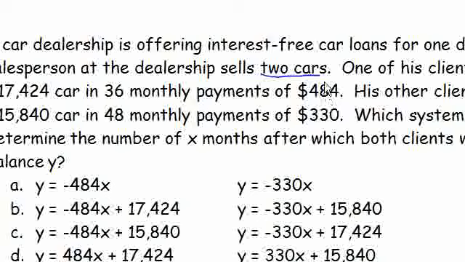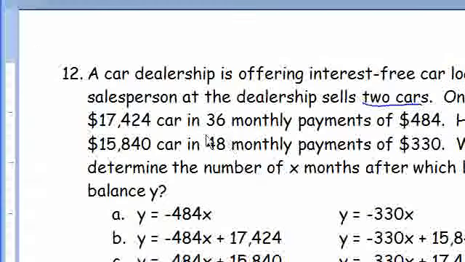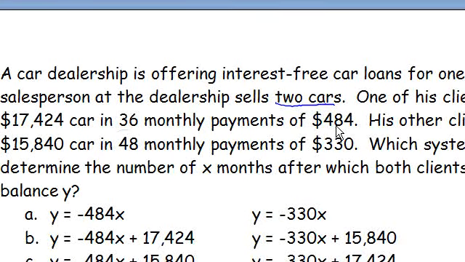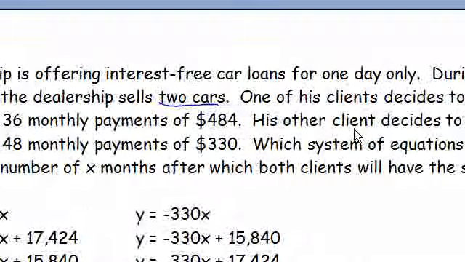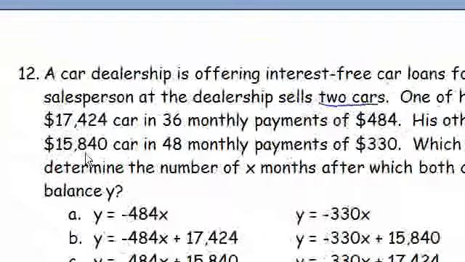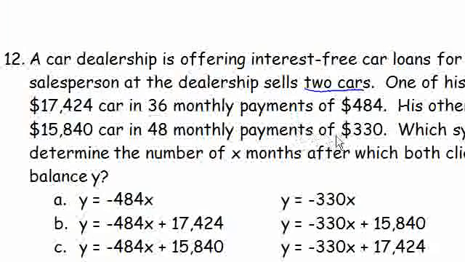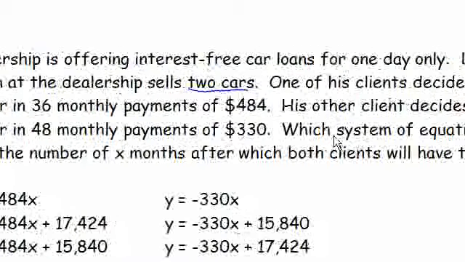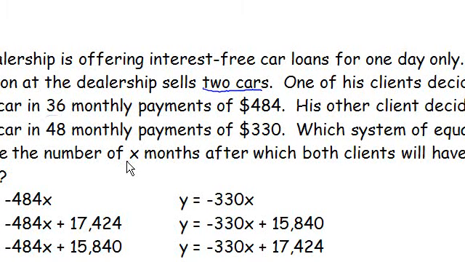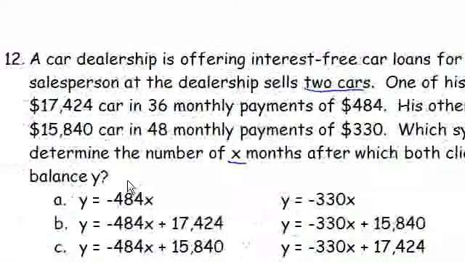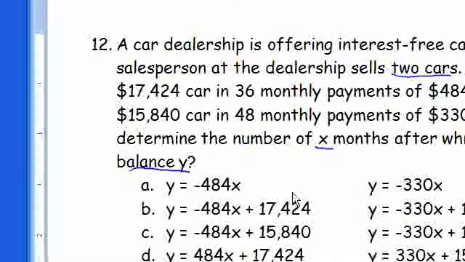One of his clients decides to pay off his $17,424 car in 36 monthly payments of $484. His other client decides to pay off his $15,840 car in 48 monthly payments of $330. Which system can be used to determine the number of X months after which both clients will have the same loan balance of Y?